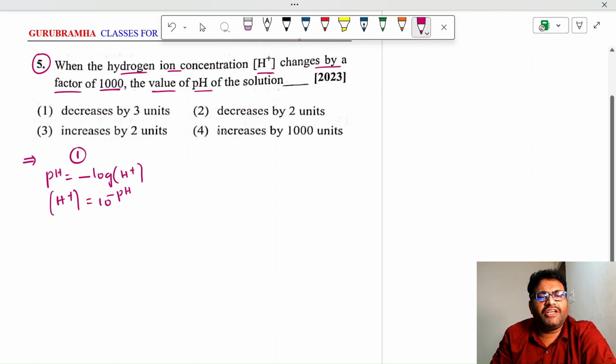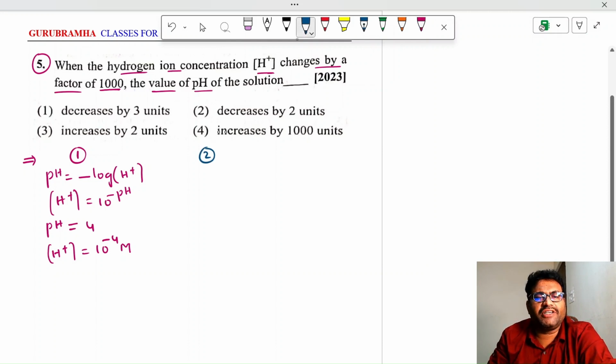So now pH of the solution, let me take it as 4. Then H plus ion concentration will be equal to how much? 10 power minus 4 molar or normal. Right? Now what he is saying, now we are changing the H plus ion concentration. So H plus ion concentration changes by a factor of 1000. That means 1000 times it increases.